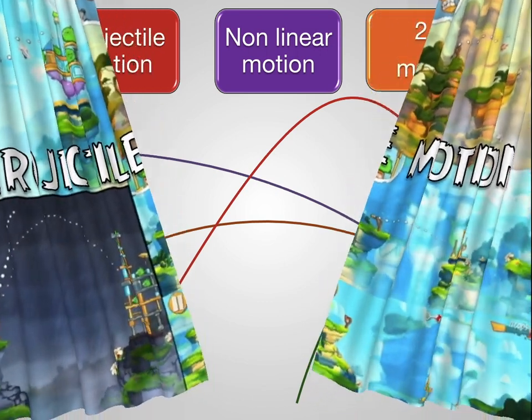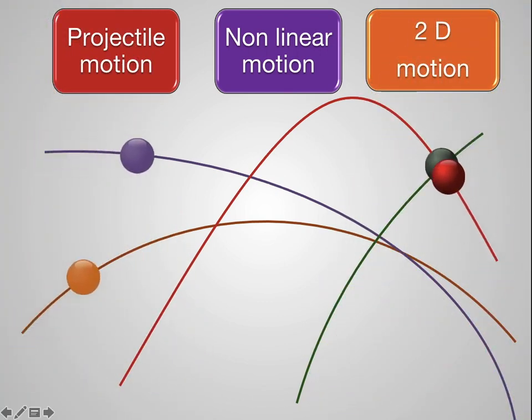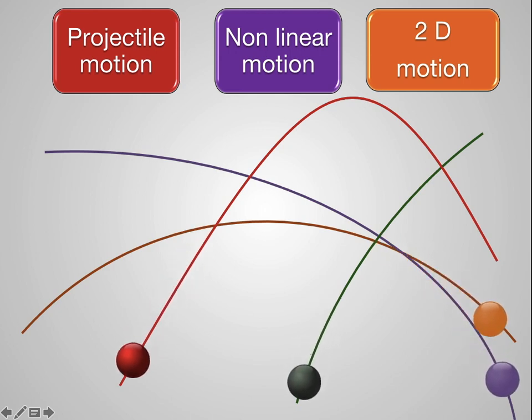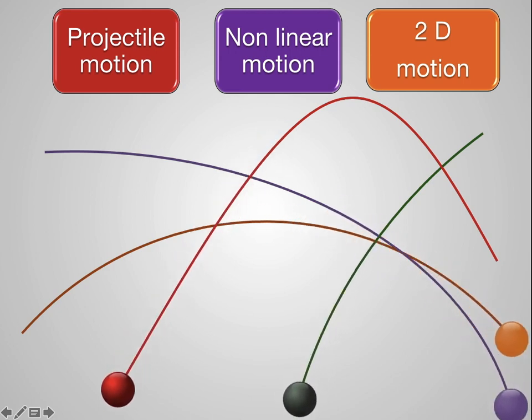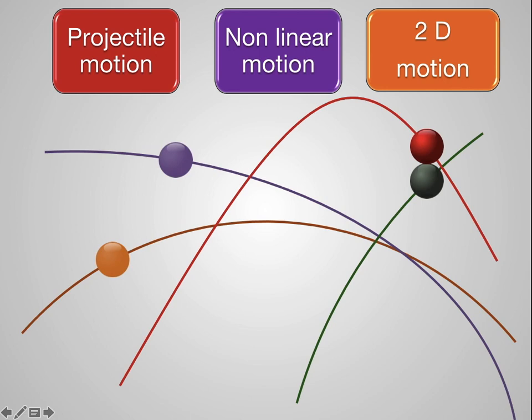In the last topic, we covered linear motion. So now we are going to discuss non-linear or curved path motion. Basically, it's a two-dimensional motion where the object moves in two different planes.